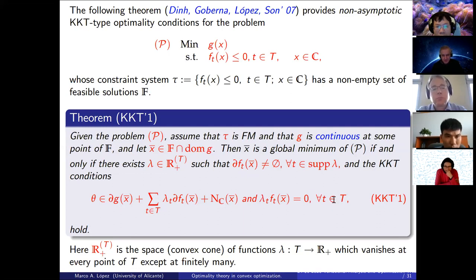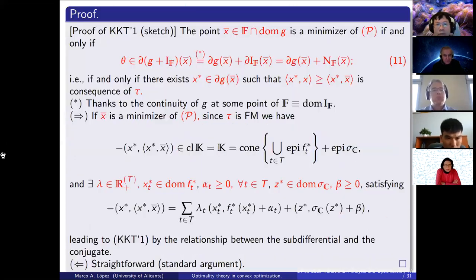This is the standard, the simplest KKT optimality condition that I can get. Something easier: if C is the whole space, this cone here collapses to 0, and so disappears in the sum. But these are very particular cases. In general, this is the simplest formula. Now, this is a sketch of the proof, very easy.